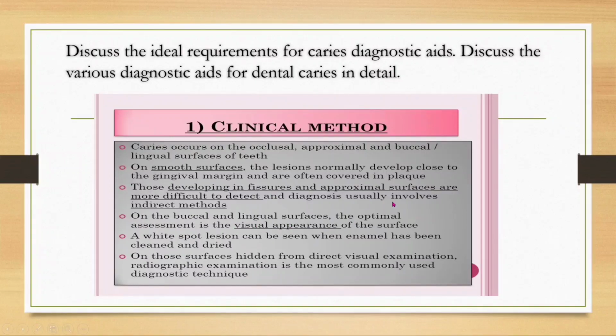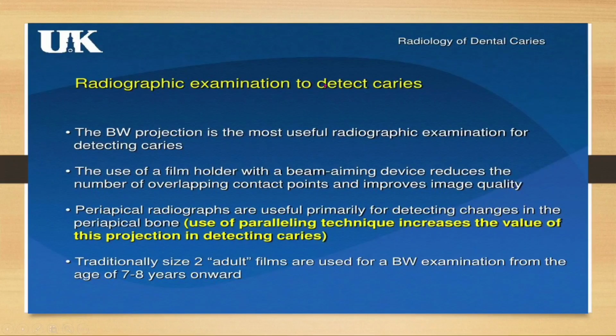And on the fissures and approximal surfaces, it's more difficult visually, and we use indirect methods. And a white spot lesion can be seen when enamel has been cleaned and dried. Okay, so that is a basic clinical method. Then we have the radiographic methods, that is the bitewing projection is the most useful X-ray for detecting caries. Using X-ray we can see the presence of caries at very early stages. Always use a paralleling technique, which increases the value of projection in detecting caries. So use size 2 adult films for bitewing examination.